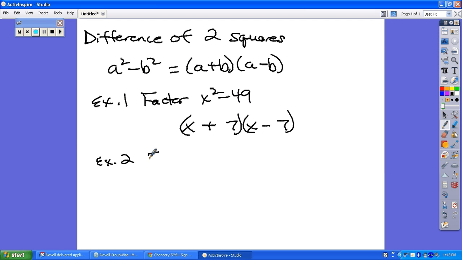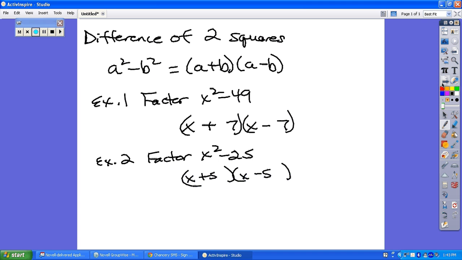So example 2, and what I'd like to do is I'd like you to pause and then do this one. So we're going to do x squared minus 25. All right. So when we factor, pause and see if you get what I get, then push play. So this is going to be x plus 5, x minus 5. There is nothing special about the fact that I put x plus 5 first. I just do it.